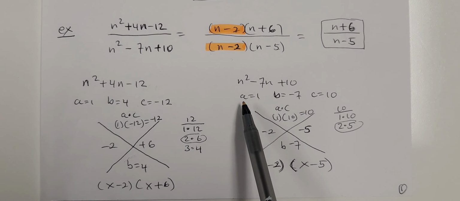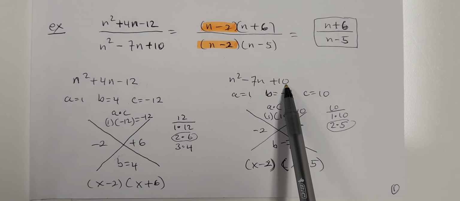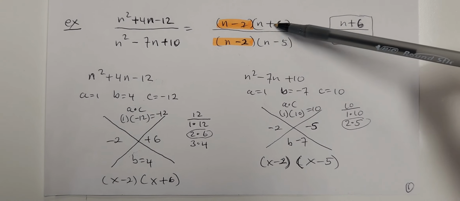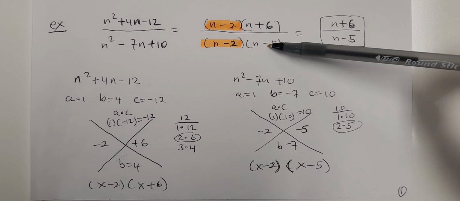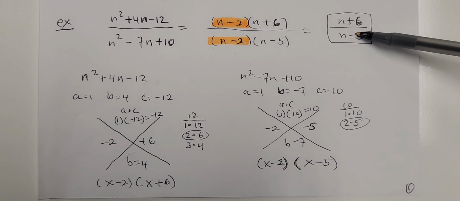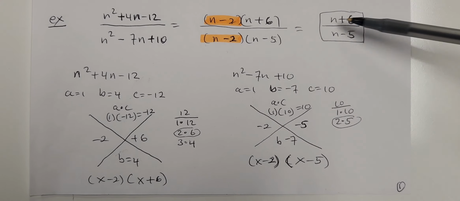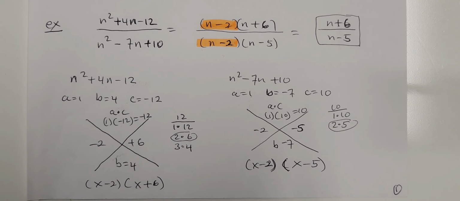So know how to do the X method if you have 3 terms. If they are the same, cancel. If they're not, then that becomes the final answer. This is the final answer. Again, if they are the same, cancel. If I cannot cancel, leave it alone, and that becomes the final answer. So be very careful.